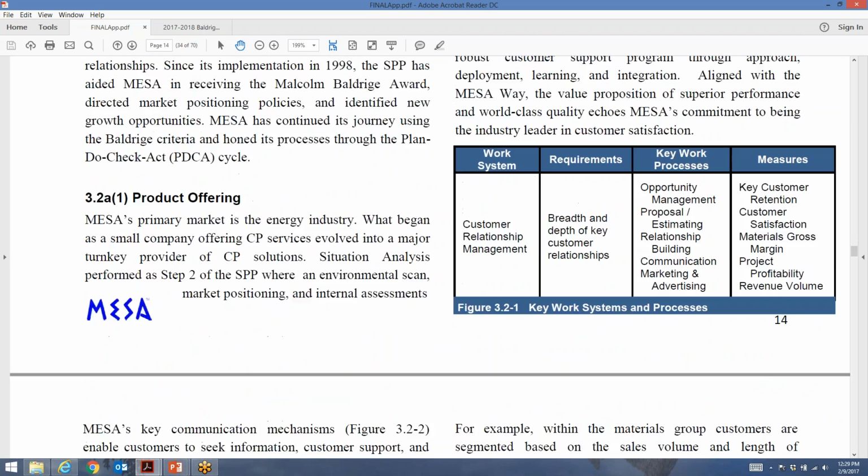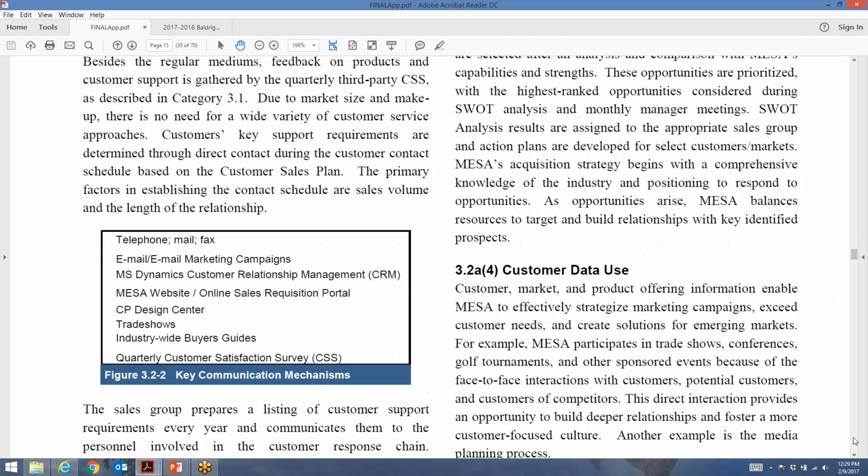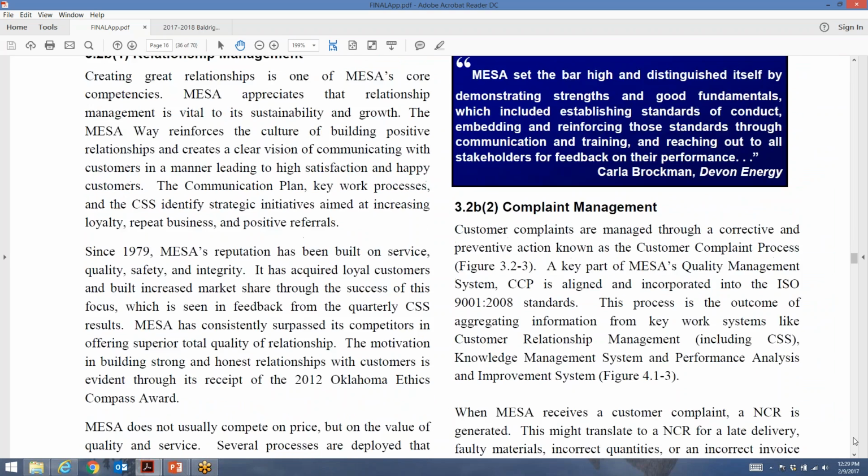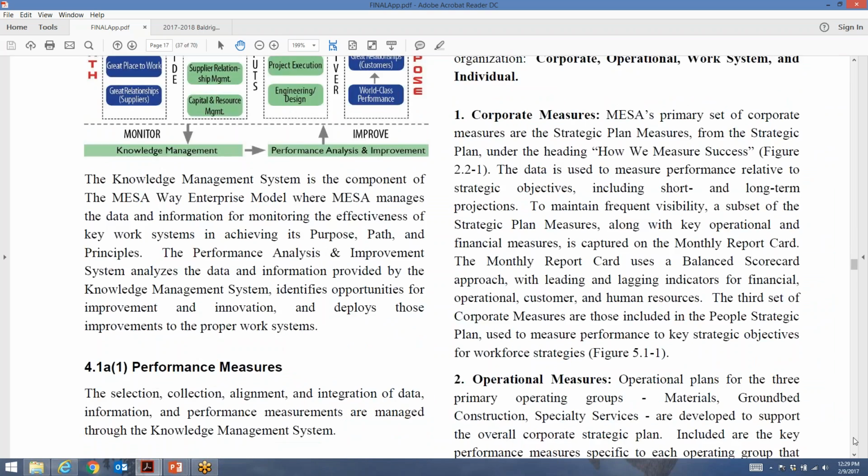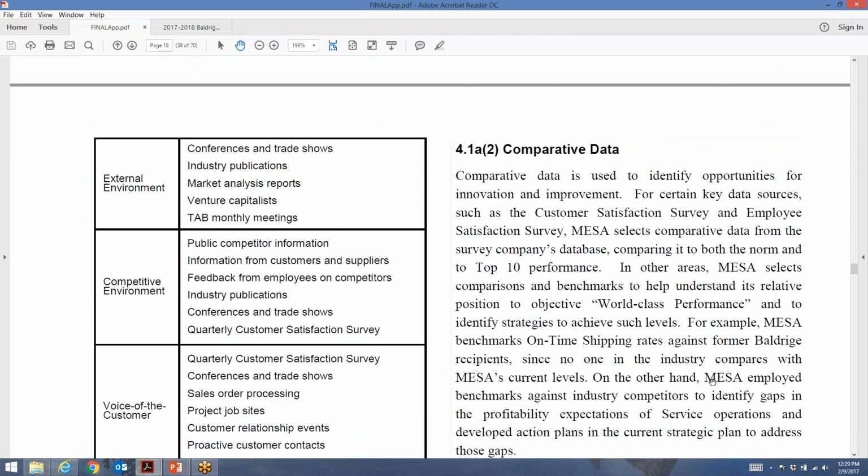Okay, moving right along. That's not one. Communication. No, I got ahead of myself. Okay.